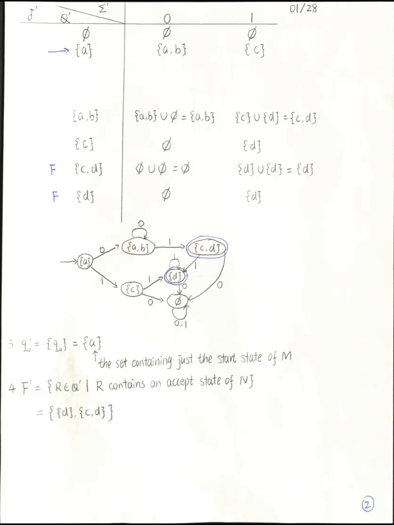Alright, so according to this table, we can draw the diagram. Starting from state A, reading a 0, I can reach AB. Reading a 1, I can reach C. And in AB, if I read a 0, I stay at AB, and if I read a 1, I reach CD. And from this C, reading a 0, I reach the empty set.